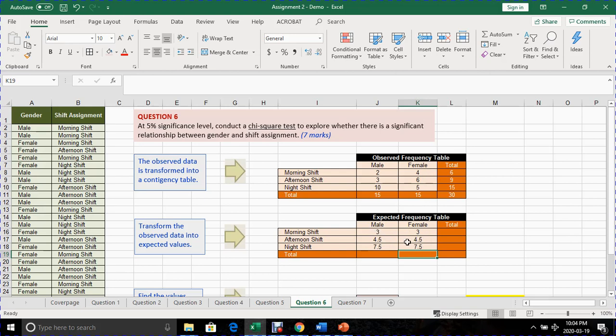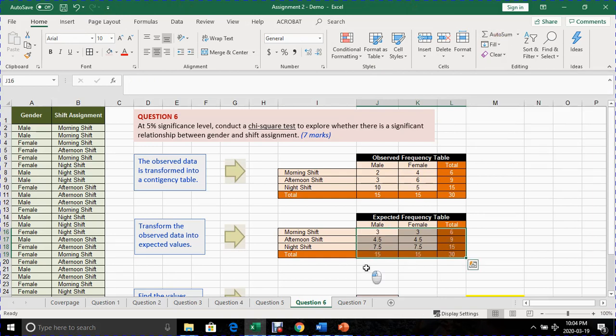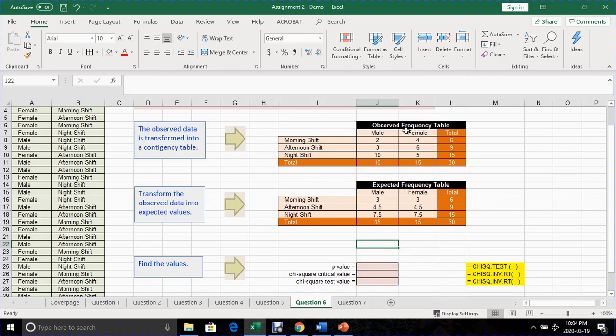If I want Excel to do all these totals at one time, all I need to do is select the values, only the values, and then go to auto sum. If you do the auto sum function, all the totals are done. So you notice that the totals here are similar to the totals here, and the totals in this segment are also similar to the totals in this segment as well. So that is your expected count. So we have the observed count and the expected count.